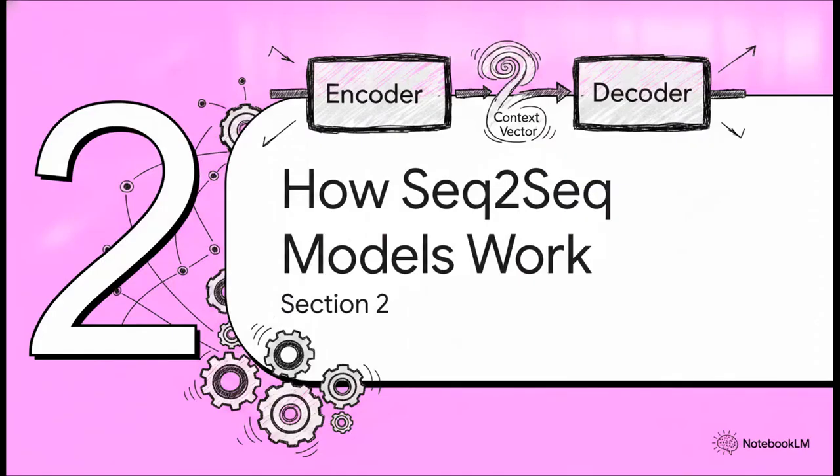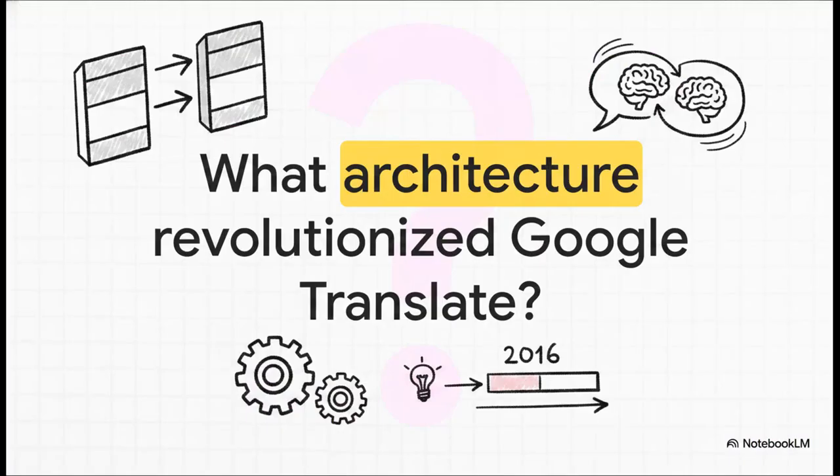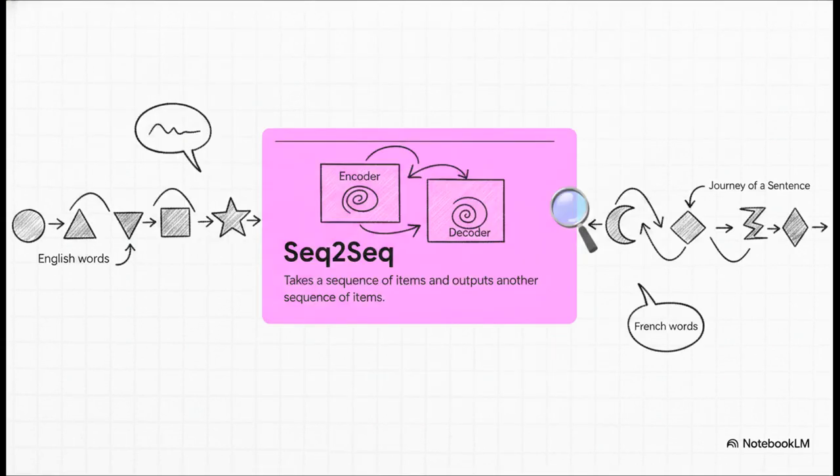Moving on to Section 2, how seq-to-seq models work. Get ready, because we're about to meet the absolute hero of our story. This is the engine making all that modern translation magic happen. But before we get into the nuts and bolts, let me ask you, what exact architecture revolutionized Google Translate back in late 2016? Like, what specific deep learning blueprint did they drop in to make translation suddenly feel, well, human? Drumroll, please. The answer is sequence to sequence, often shortened to seq2seq.